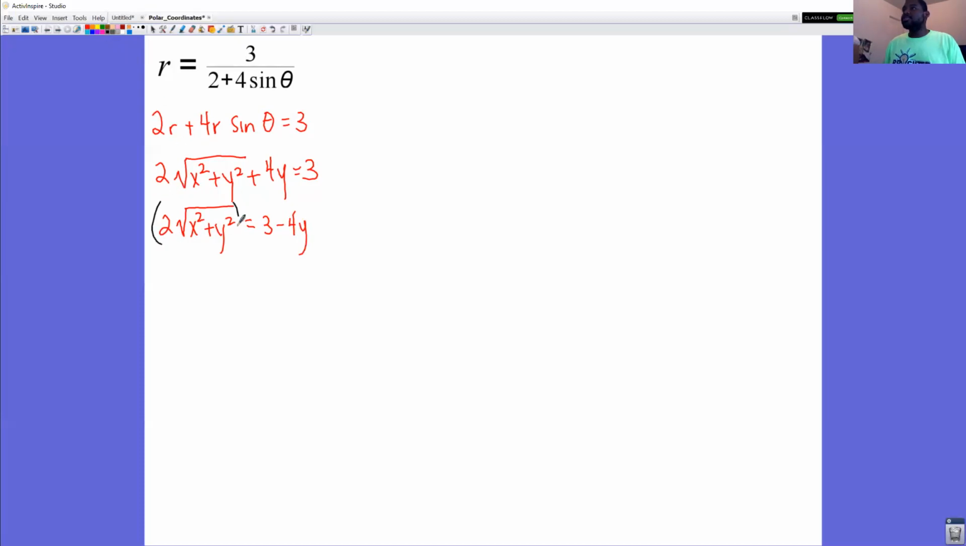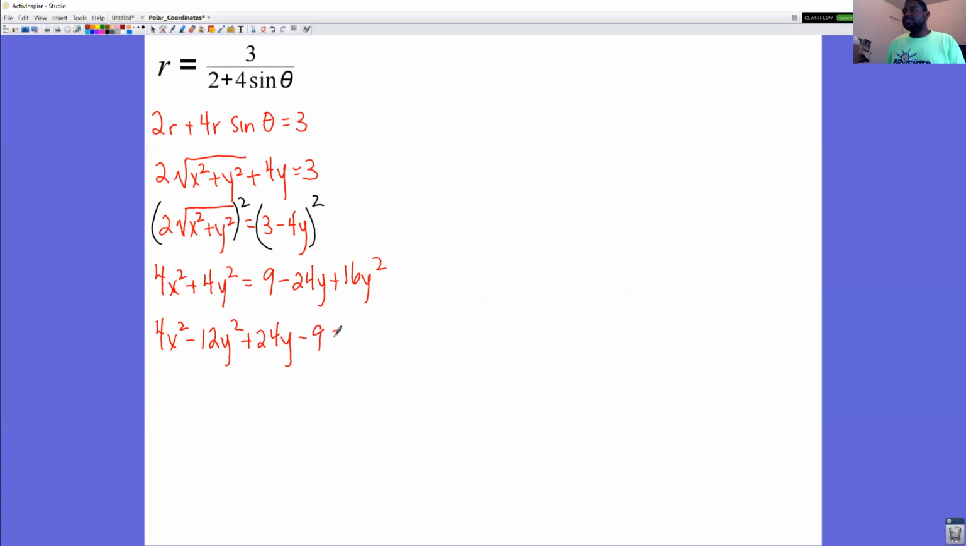And then you're going to square both sides. So we get 4x squared plus 4y squared equals 9 minus 24y plus 16y squared. And then you're going to add or subtract everything that's on the right side to the left side of the equation. And so you're going to get 4x squared minus 12y squared plus 24y minus 9 equals 0.